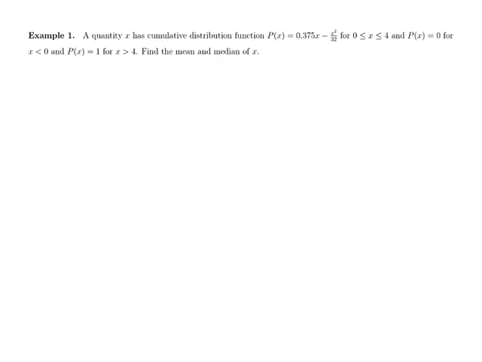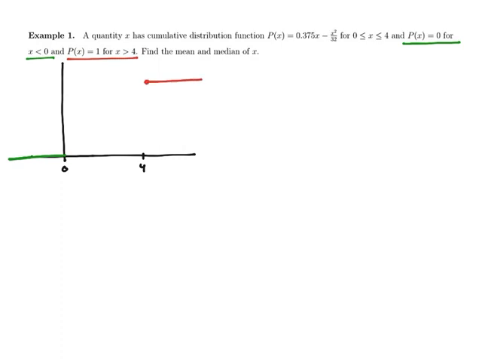If we were to graph this function, we know that 4 and 0 are special values here. We are given that the function is 0 for x less than 0. So that's going to be this green line here. And we know that the function is going to be 1 when x is greater than 4. And then in between, we're going to have some quadratic function. And it's going to look something like this. Part of a parabola. And this is our function capital P of x.